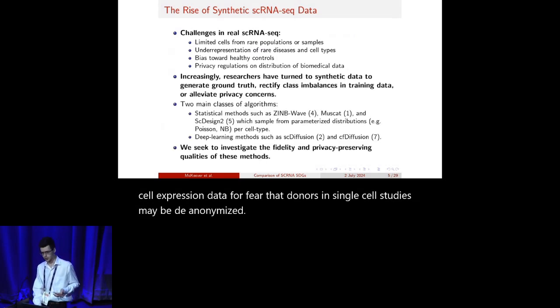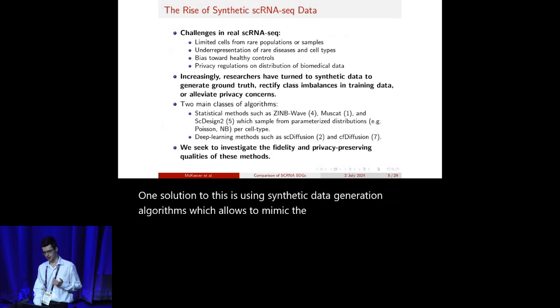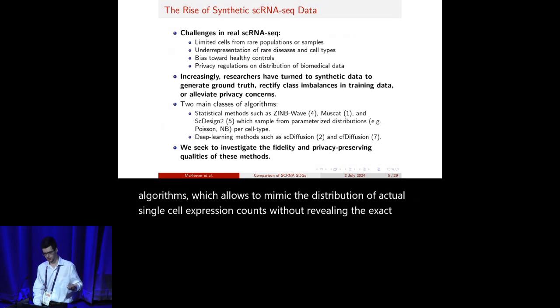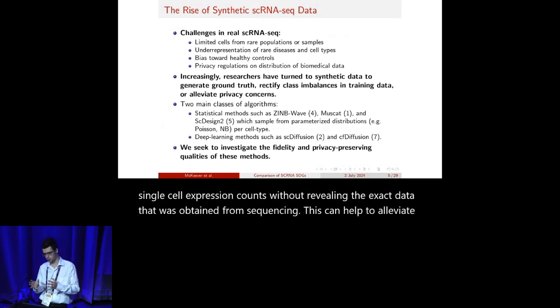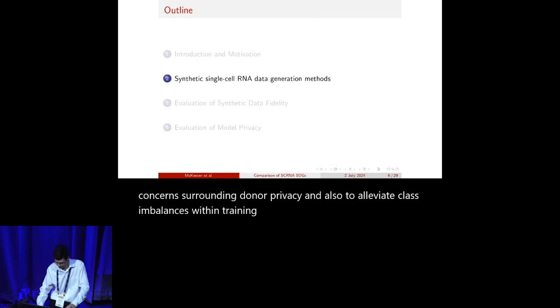One solution to this is using synthetic data generation algorithms, which allow us to mimic the distribution of actual single cell expression counts without revealing the exact data that was obtained from sequencing. And this can help to alleviate concerns surrounding donor privacy and also to alleviate class imbalances within training data.